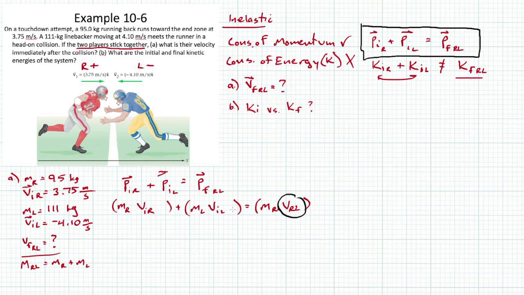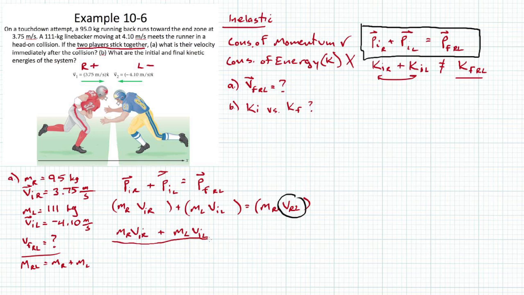So all we would need to do, it would appear, is simply divide by the mass of them together, which would give us the mass of the running back times the velocity of the running back, plus the mass of the linebacker times the initial velocity of the linebacker.